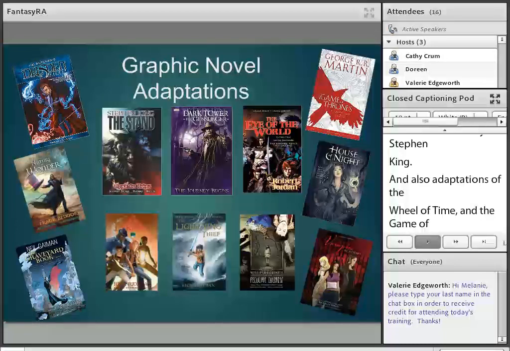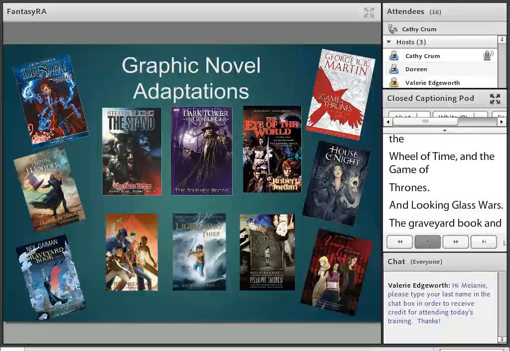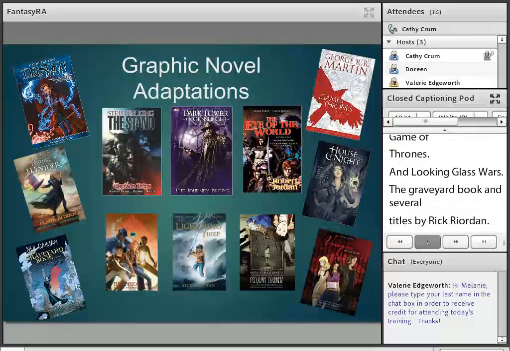There's lots of graphic novel adaptations of fantasy novels out there, such as Jim Butcher's Dresden Files novels and several novels by Stephen King, such as The Stand and his Dark Tower novels. There's also adaptations of Robert Jordan's long-running Wheel of Time series and George R.R. Martin's Game of Thrones series.